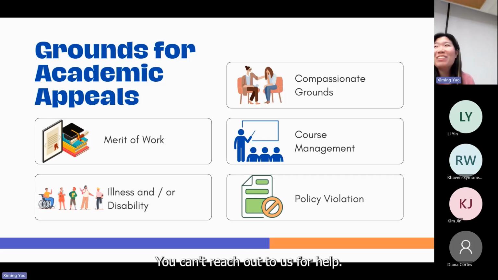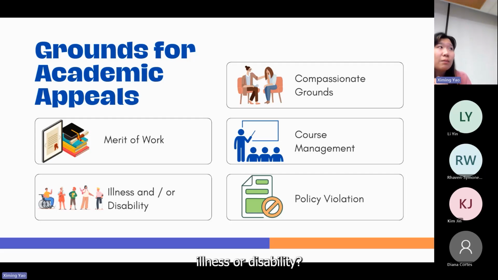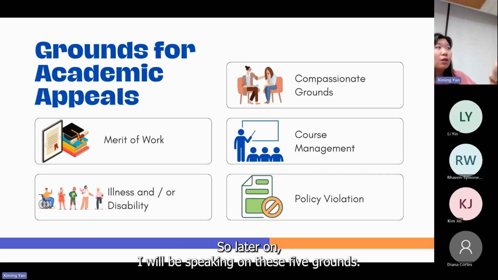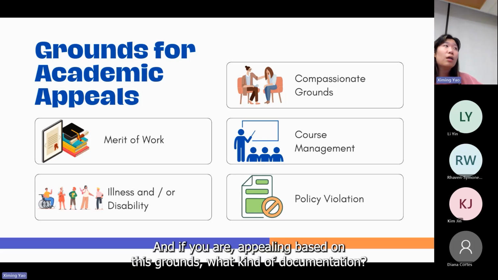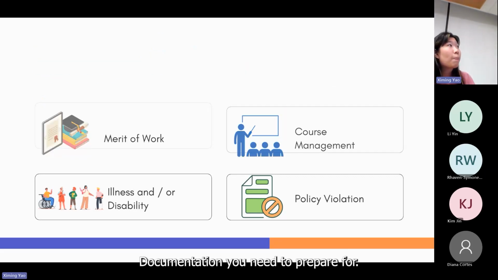Sorry, you can reach out to us for help. We can look into this in more detail. So the five grounds are namely merit of work, illness or disability, compassionate grounds, course management, and policy violation. Later on, I will be speaking on these five grounds: what are they, and if you're appealing based on these grounds, what kind of documentation you need to prepare.